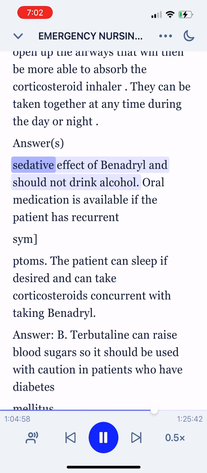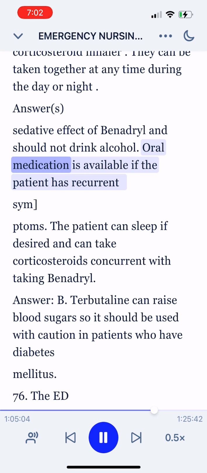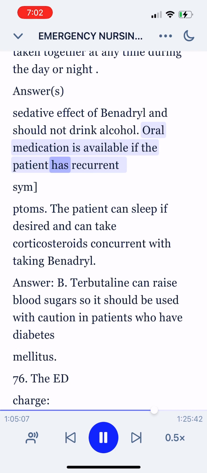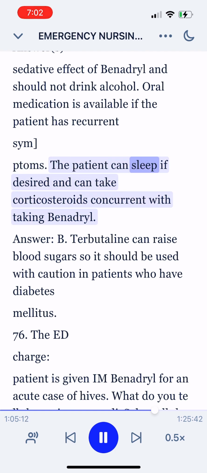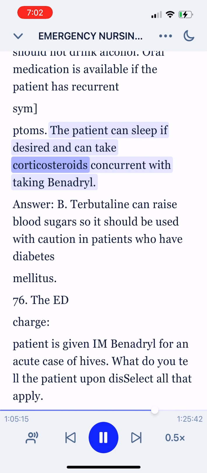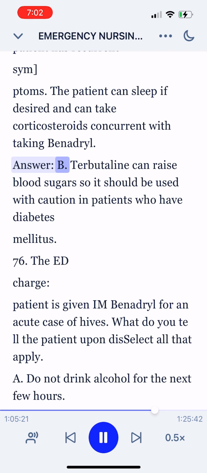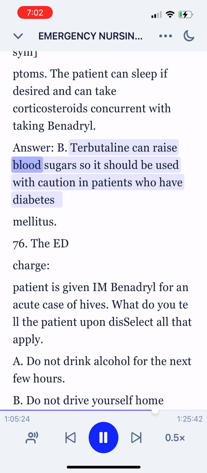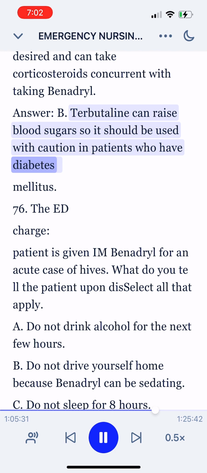Answers: Benadryl has a sedative effect and the patient should not drink alcohol. Oral medication is available if the patient has recurrent symptoms. The patient can sleep if desired and can take corticosteroids concurrent with taking Benadryl. Answer B. Terbutaline can raise blood sugars, so it should be used with caution in patients who have diabetes mellitus.